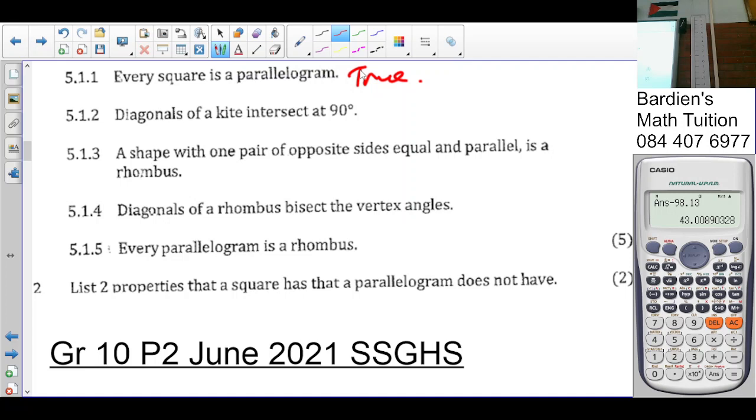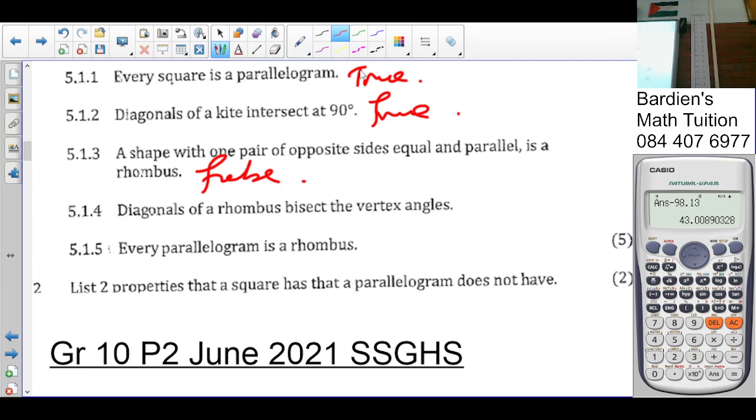The diagonals of a kite intersect at 90 degrees. True. There are three shapes where the diagonals bisect at 90: one being your kite, rhombus, not a rectangle, you are right, a square. A shape with one pair of opposite sides equal and parallel is a rhombus. It is false. What shape is this? Parallelogram.